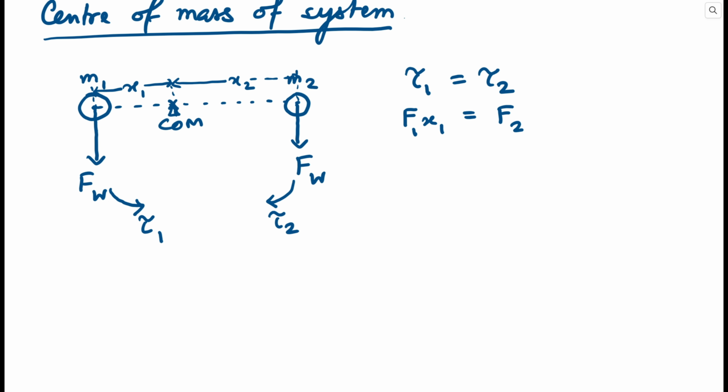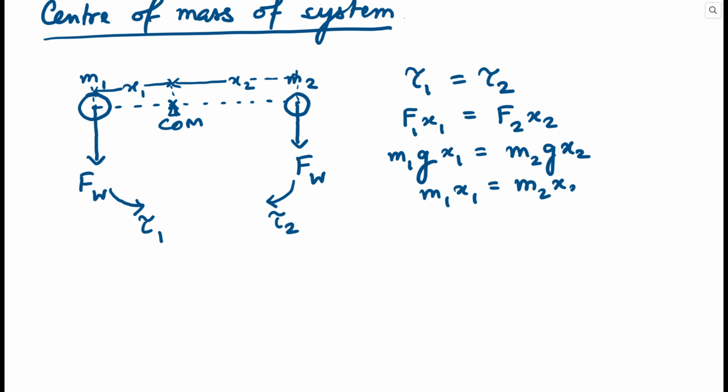So the weight force of the second object multiplied by the distance from the center of mass to the second object. Because these are weight forces, it will be m times g, acceleration due to gravity, and then the distances. So it turns out to be m1 g x1 = m2 g x2. Because you have the same g on both sides, we can cancel out the acceleration due to gravity, and it looks like this.